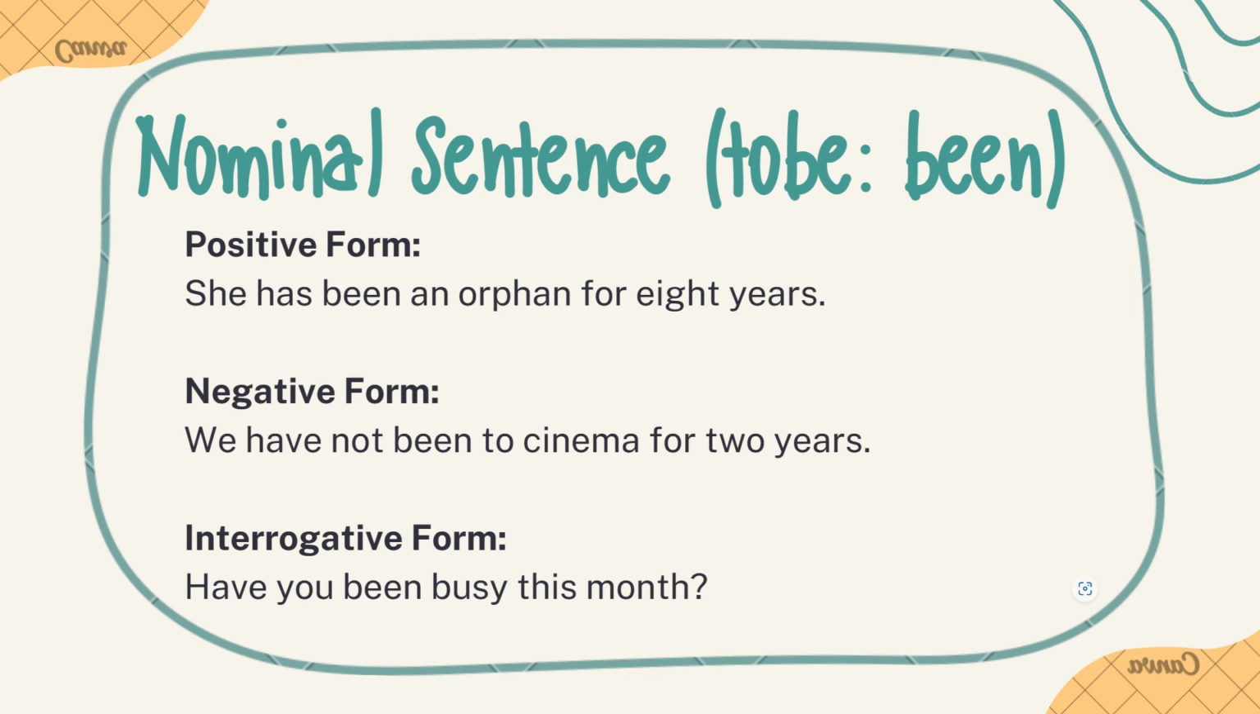The last is the interrogative form. The example is: have you been busy this month? So been here is placed after the subject. Have is placed at the beginning of the sentence. Have you been busy this month?